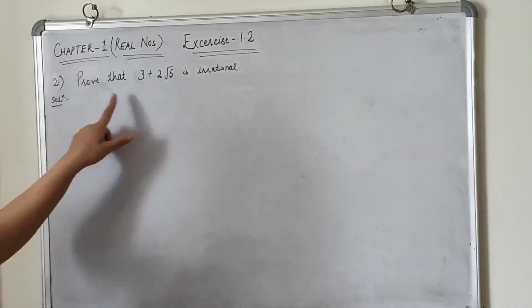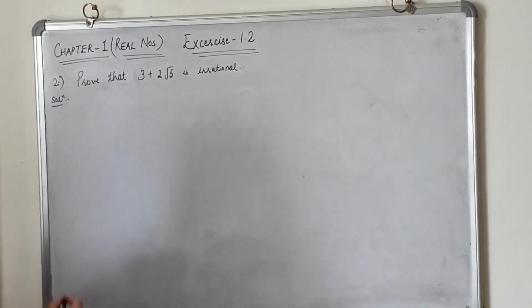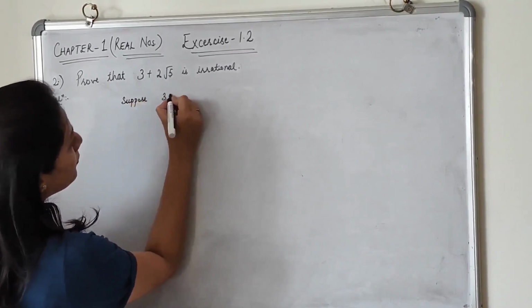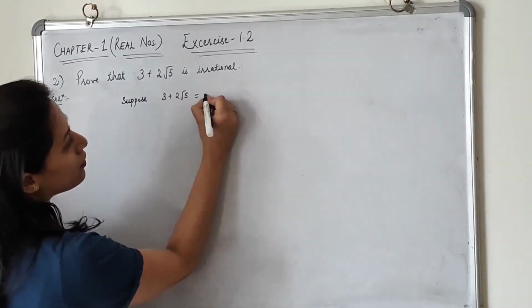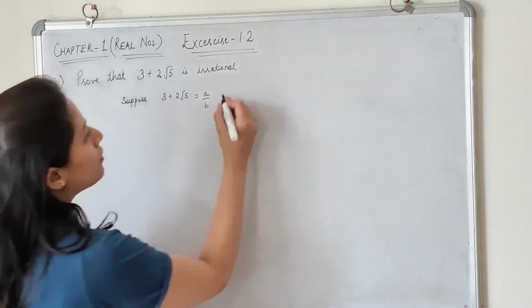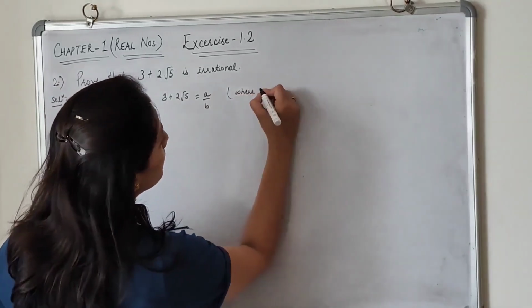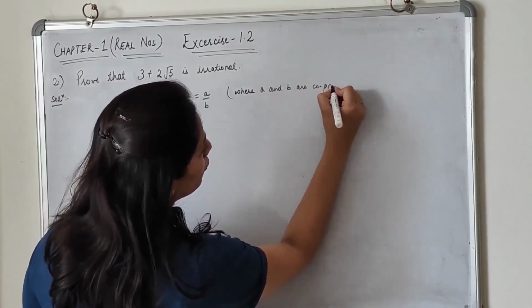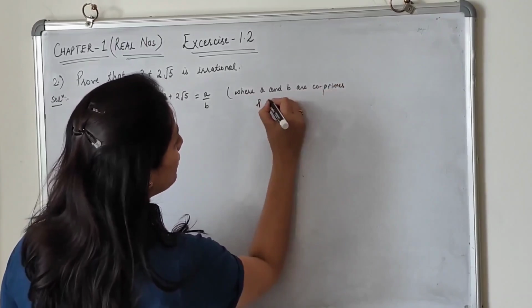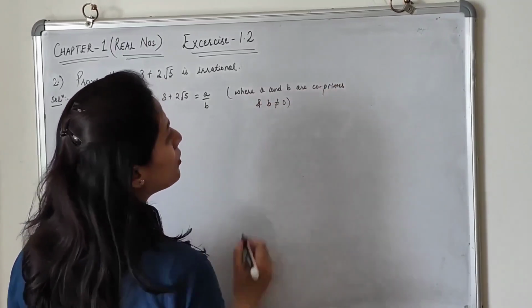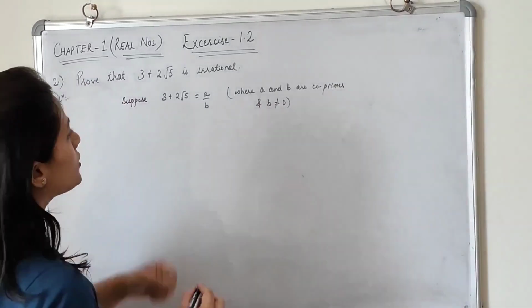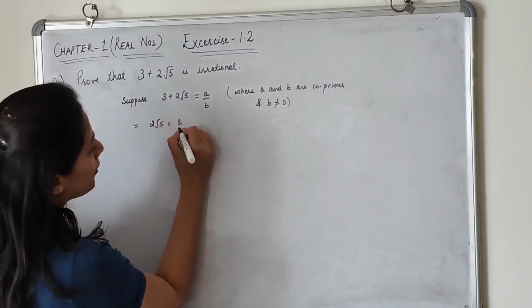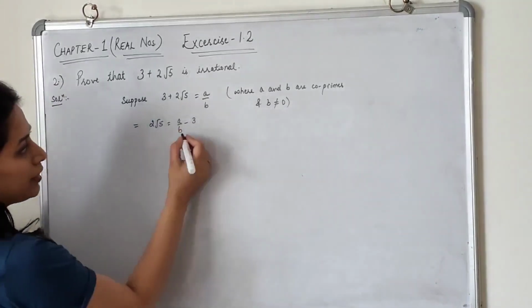So here is our second question. Prove that 3 plus 2 root 5 is irrational. Suppose 3 plus 2 root 5 is a rational number, where A and B are co-primes and B is not equal to 0. Rearrange these values. What do you get? 2 root 5 is equal to A by B minus 3.